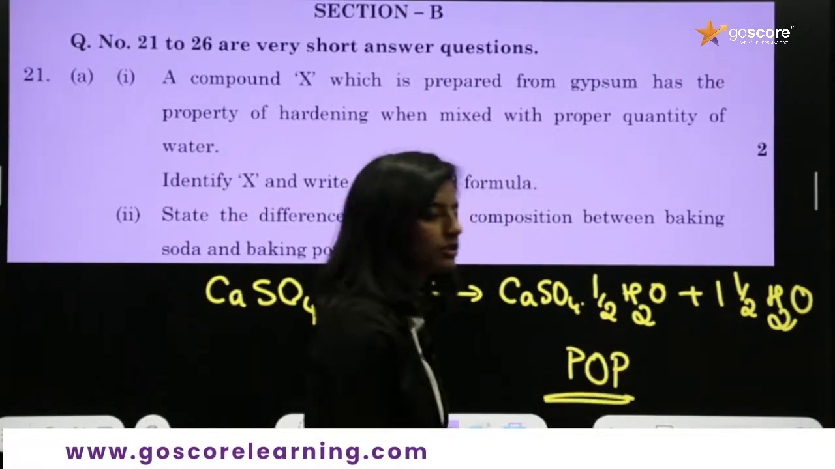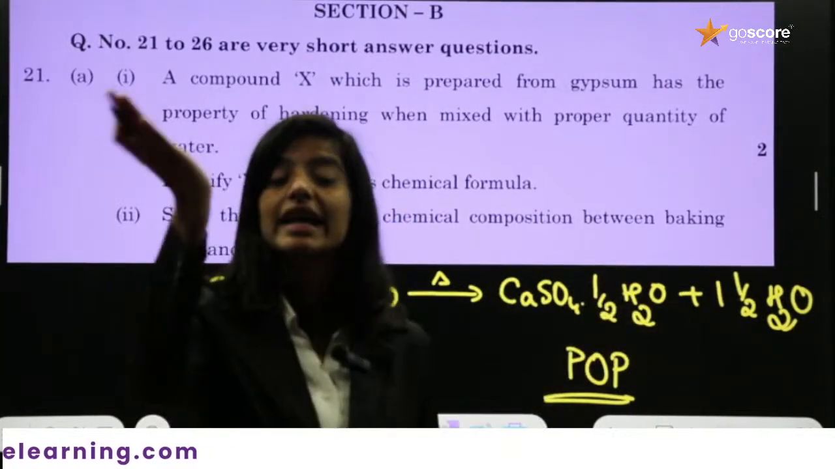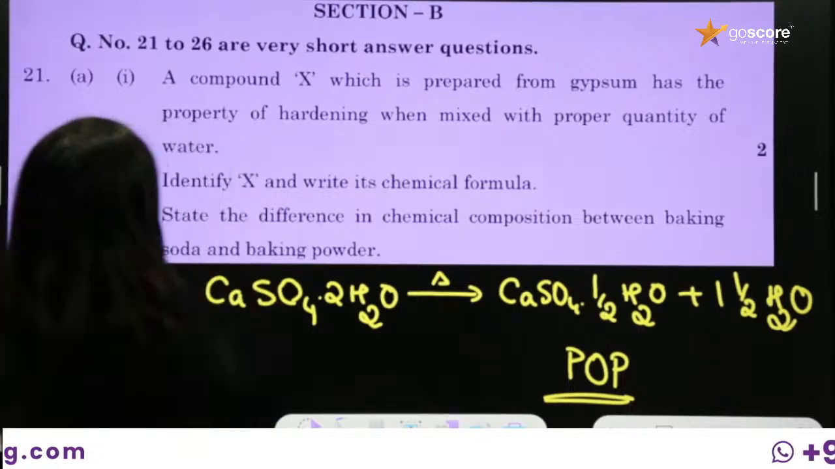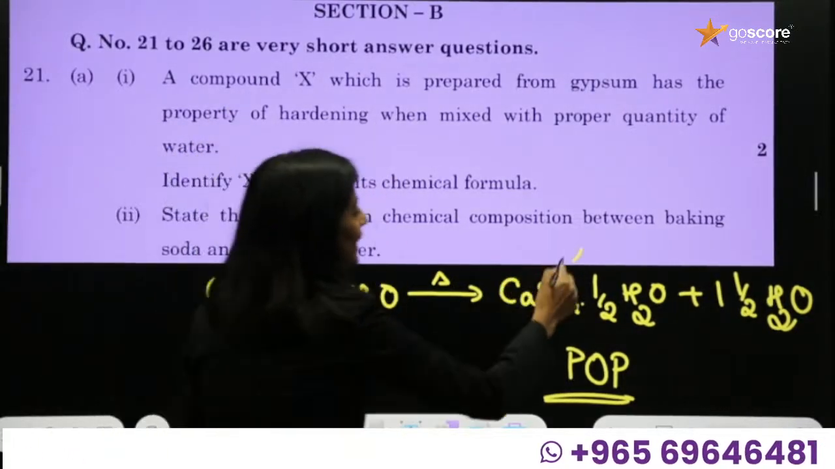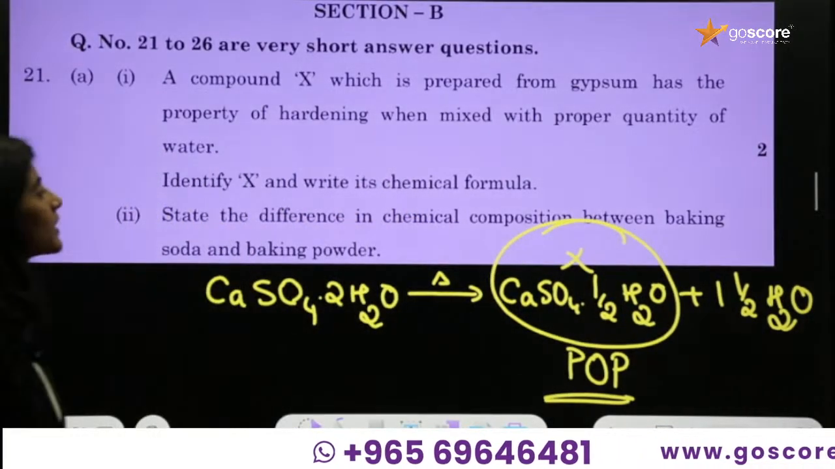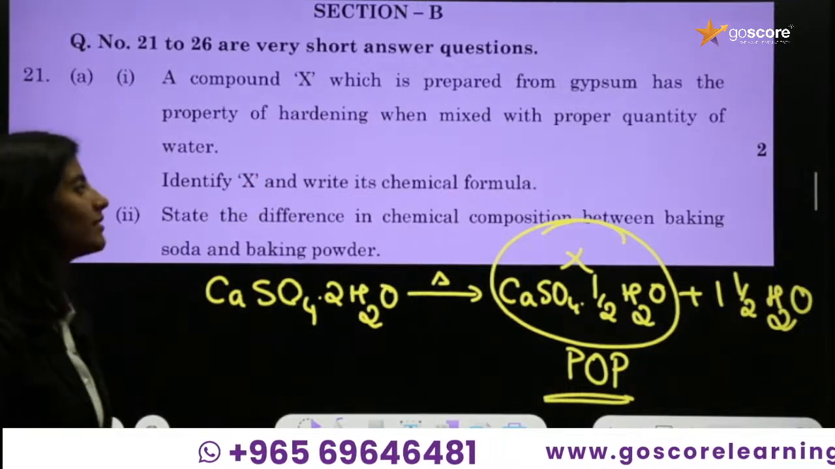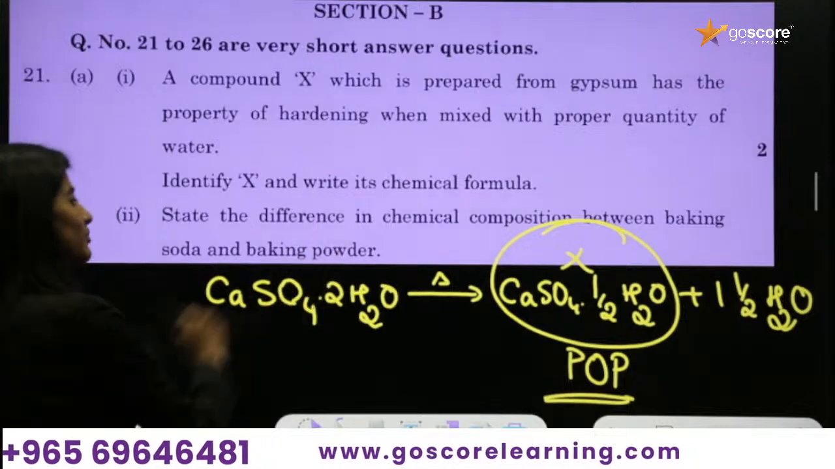That's your plaster of Paris. And the chemical name goes like this, the calcium sulfate hemihydrate. Now compound X, we got it. Compound X is nothing but your plaster of Paris. Identify X and write its formula. X is calcium sulfate hemihydrate, plaster of Paris, and the formula goes like that.